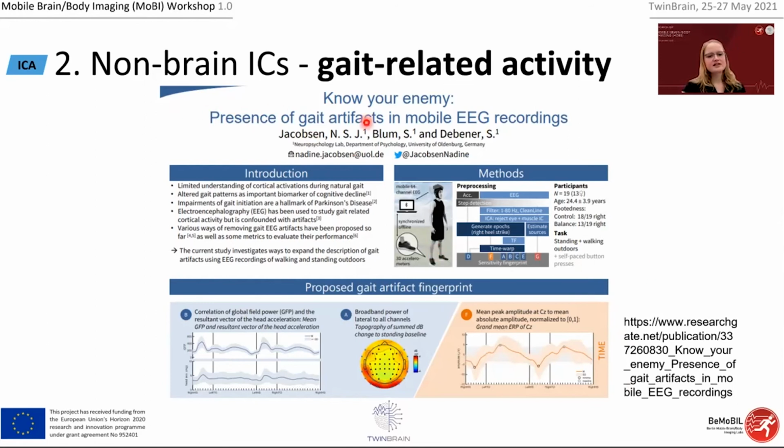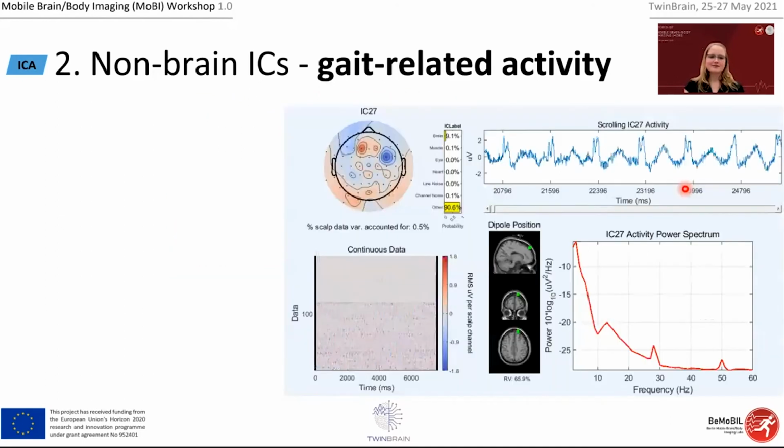So it's about the gait artifact. Even though I would not call it my enemy, it became my friend. This is something you're going to see later in the event extraction part.